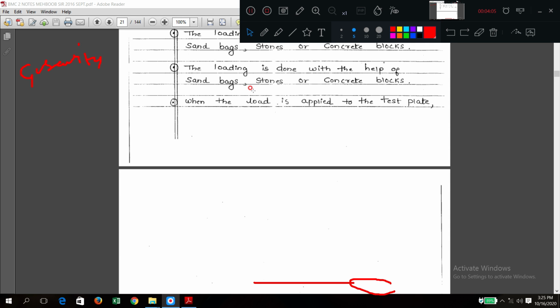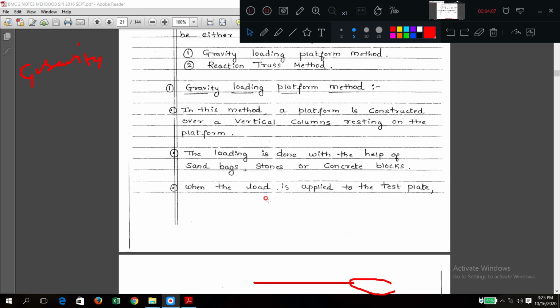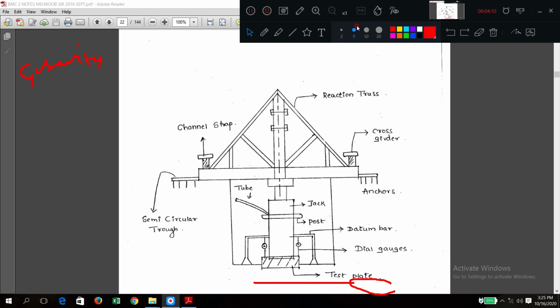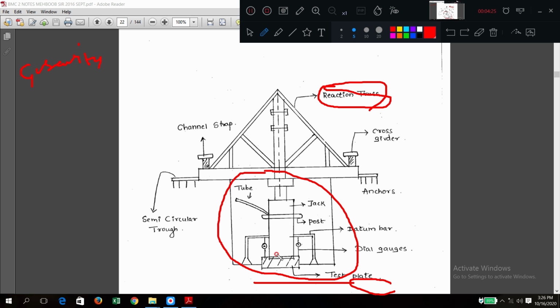This was the gravity loading platform, which was completed. Now here the loading is done using a truss, which we call a reaction truss. If you see the bottom portion, is there any difference? Nothing is different. The same steel plate, same dial gauges, same datum bar, same loading jack, same post loading, everything is the same. Only how the load is put on is done by this reaction truss.